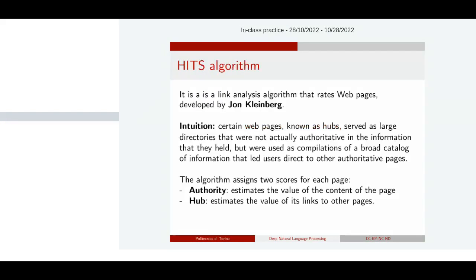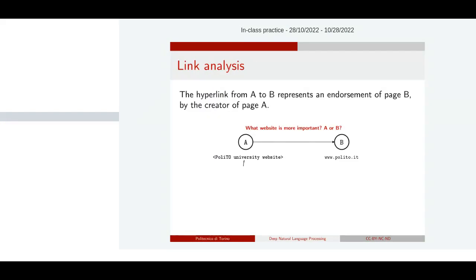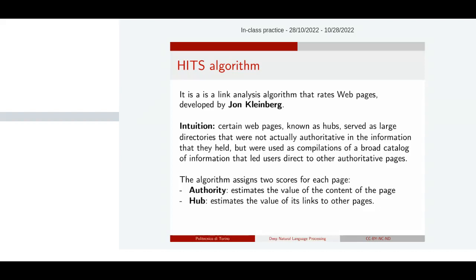So I want to introduce you today two algorithms for link analysis. One is HITS, the other one is PageRank. I don't know if anyone is familiar with one of these link analysis algorithms. Both of them have been created for the web, and the idea is to associate to a web page a score or multiple scores that give us an idea of the importance of the page in the graph, like in the web.